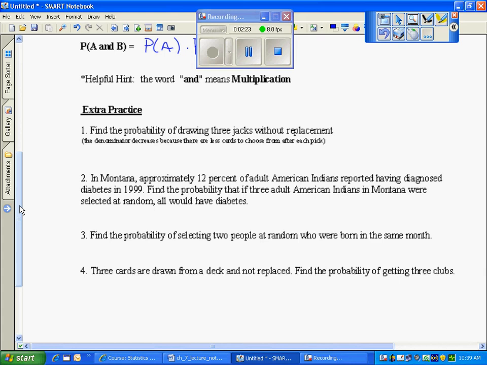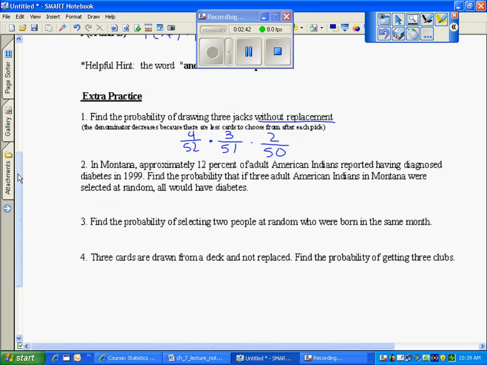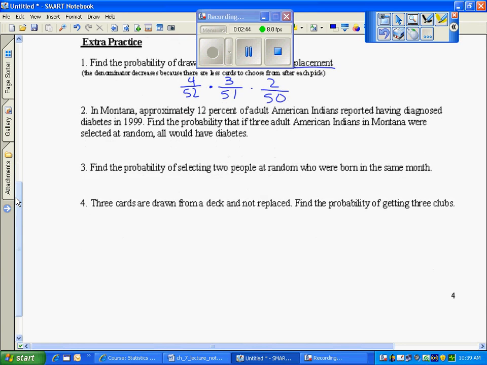Find the probability of drawing 3 jacks without replacement. So for my first jack, there are 4 out of the 52. I'm holding it in my hand, so there are only 3 left and only 51 cards. The jacks decrease by 1 because I'm holding them in my hand, and the number of cards decreases in order. So you really don't need to memorize those rules. You just want to set up the probabilities.